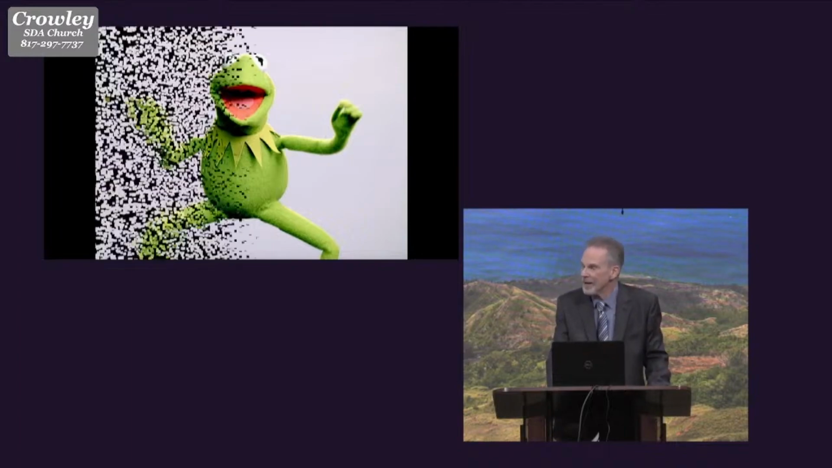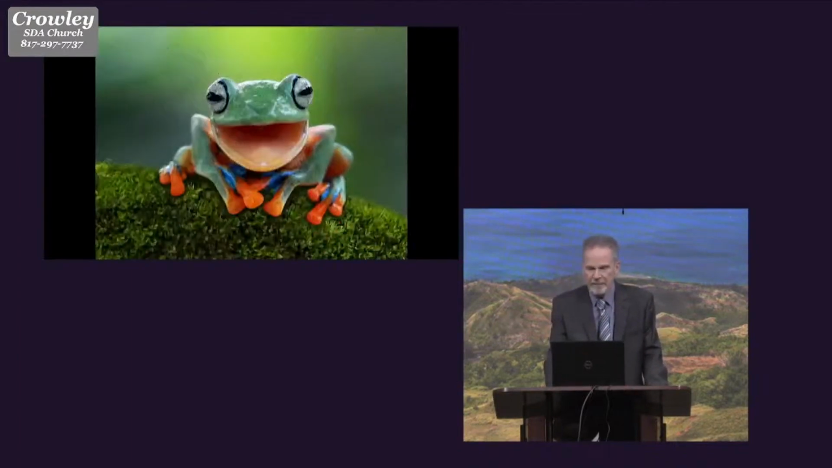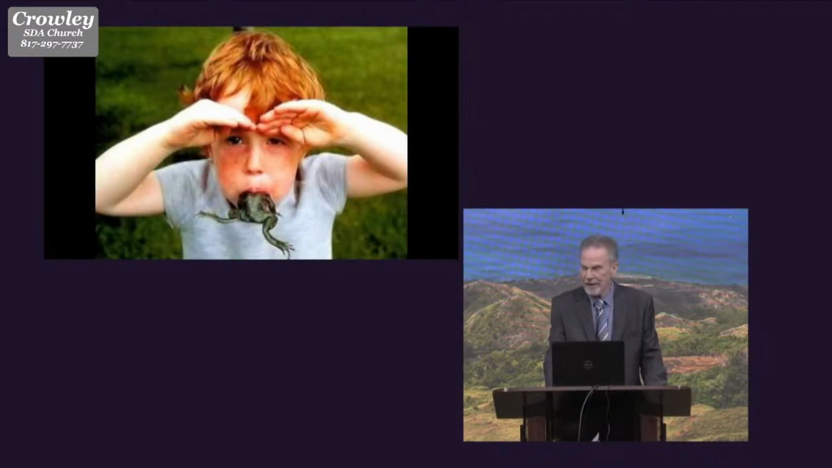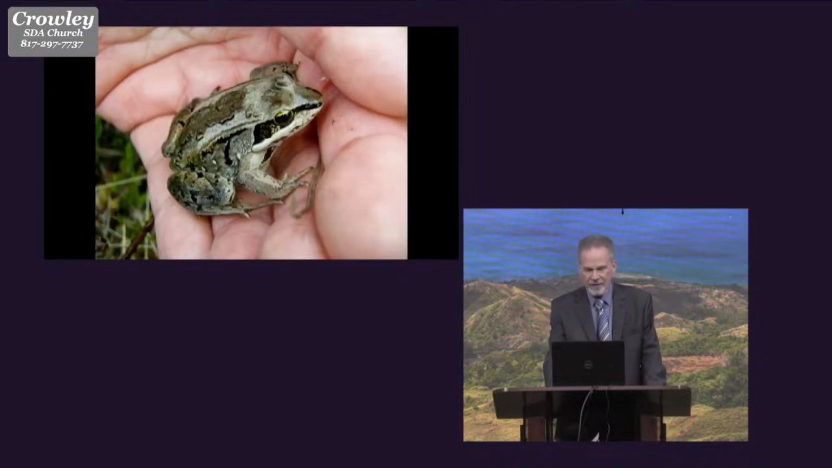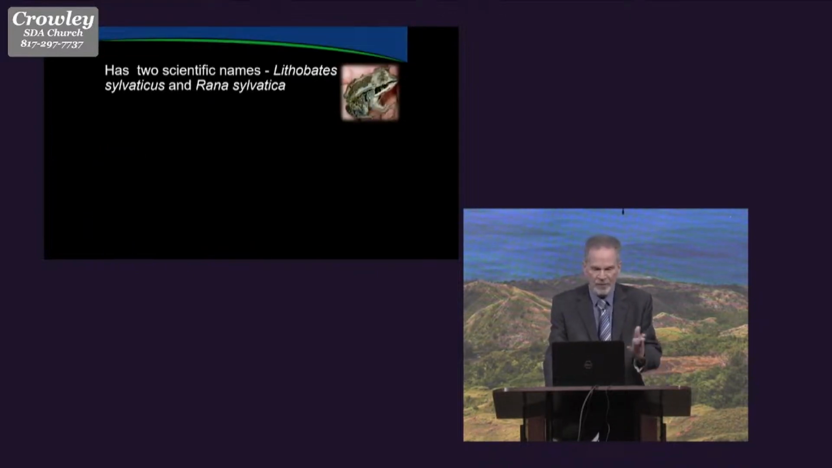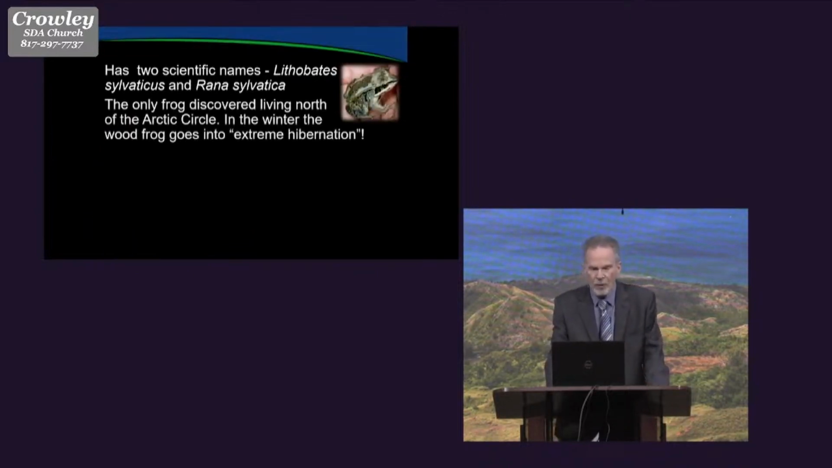Not this guy, okay? And this guy's cute, but that's not the one we're looking at either. I'm not sure about this guy here, okay? But how about this little critter right here? This is a wood frog. And you say, okay, he's cute and all. How does he adapt? What's the big deal with this guy? Well, he has two scientific names, which I won't try to pronounce. The only frog discovered living north of the Arctic Circle.